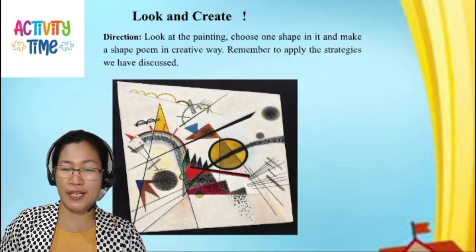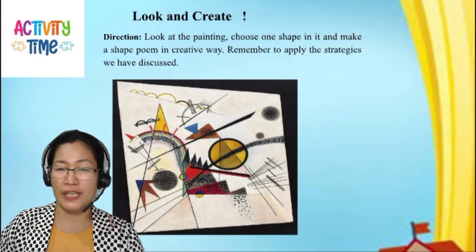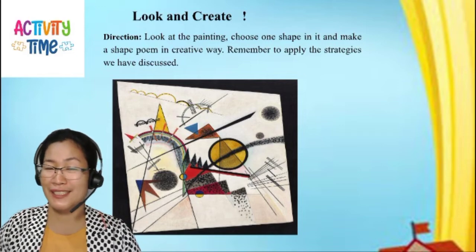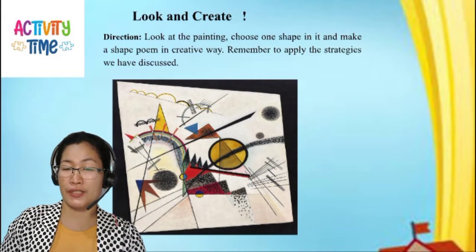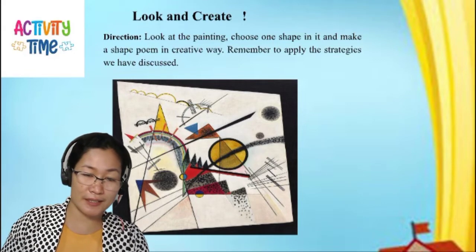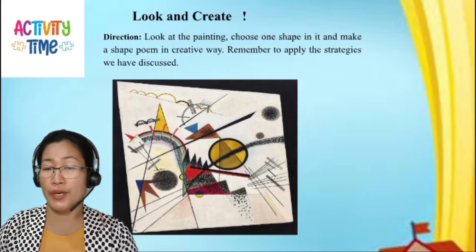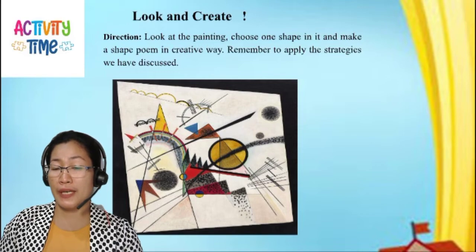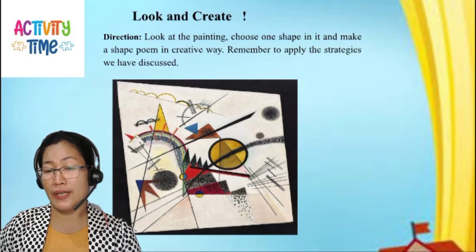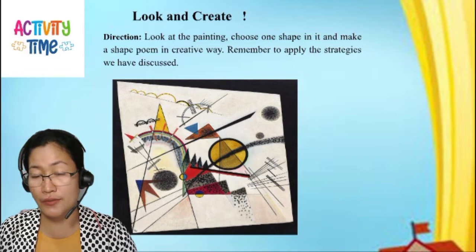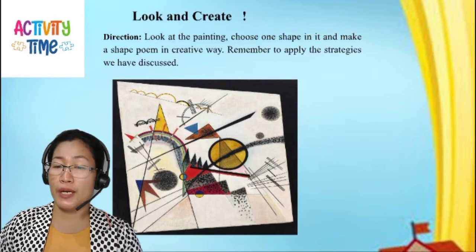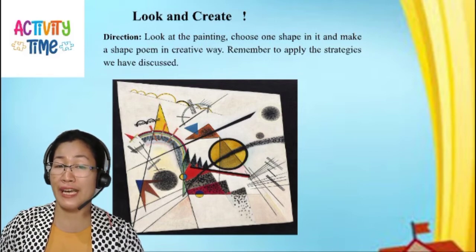Let's move on. Now it's another activity. You have to look and create. This is the direction, and this is the last activity that you are going to do. Look at the painting. We can see a painting here, right? Choose one shape. We can see a lot of shapes here. Choose one shape in it and make a shape poem in a creative way.